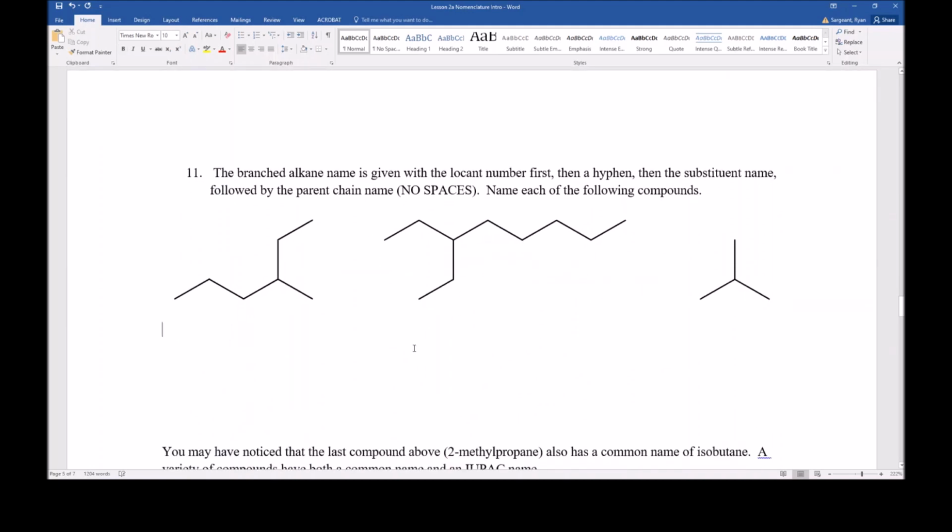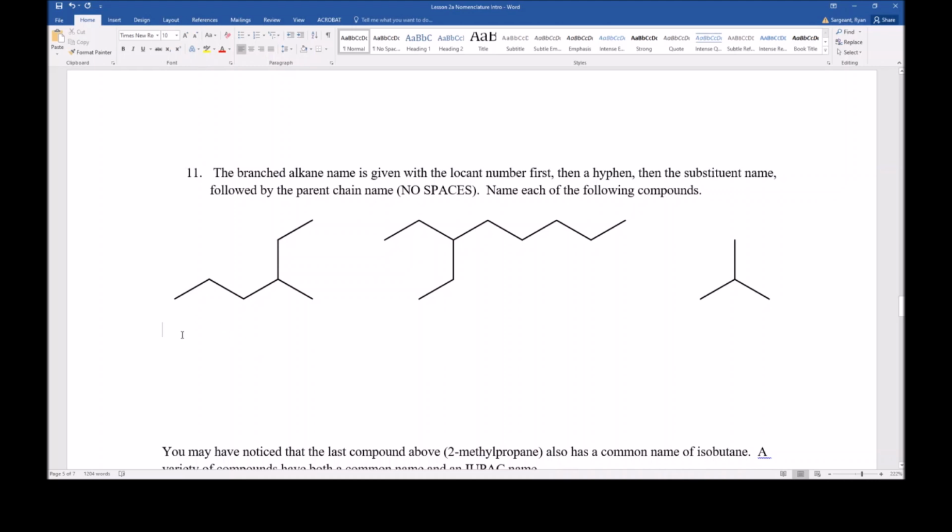Okay, let's look at a few more compounds and come up with names for these ones. The branched alkane name is given with the locant first, then a hyphen, then the substituent name. So this is just a description of the punctuation system. Let's apply this to these compounds right here.